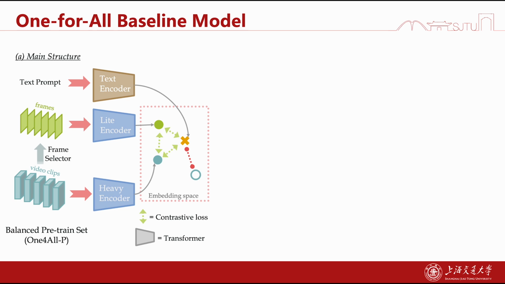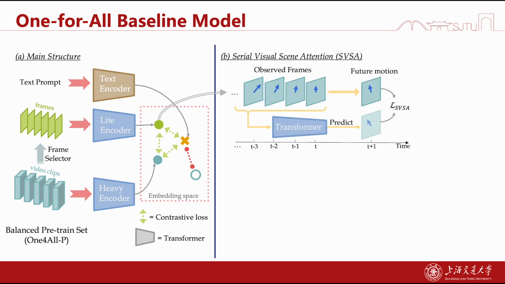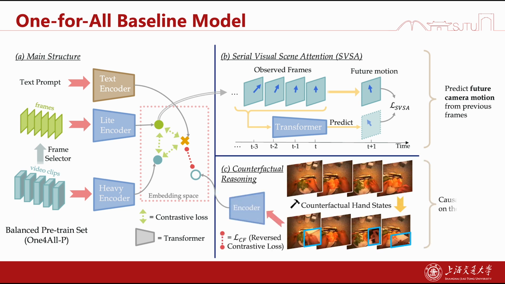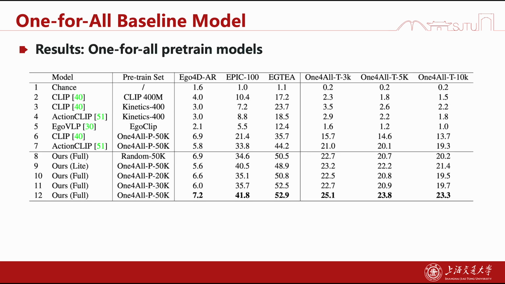Given the special properties of EgoHOI videos, we also design 2 auxiliary constraints. Serial visual scene attention requires the model to predict the future camera motion from previous frames. Counterfactual reasoning requires the output to change after causal intervention on the hand node. We pre-train the one-for-all model on the balanced dataset One-for-All P and also evaluate on the balanced test set One-for-All T. Our model outperforms previous EgoHOI pre-train models.